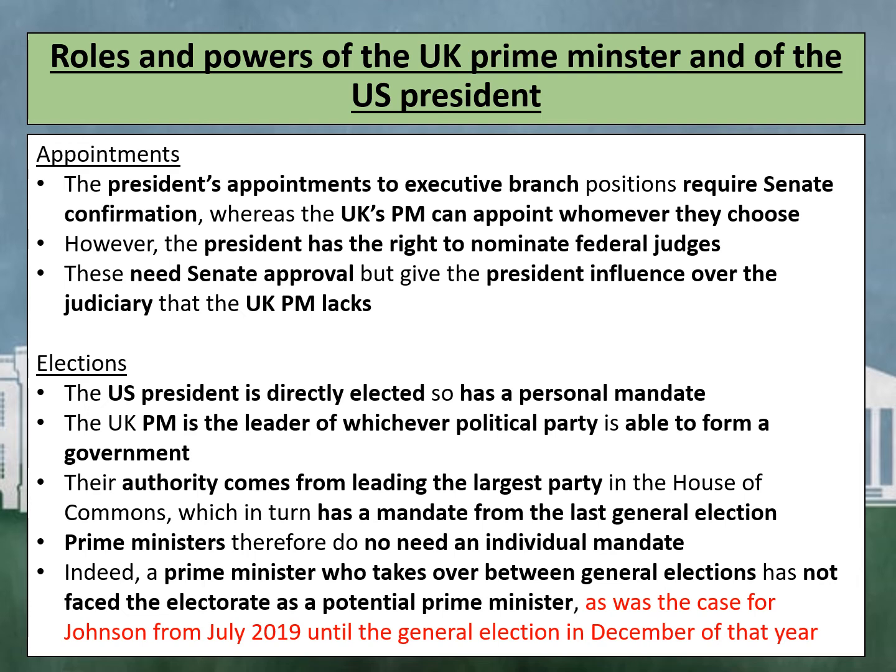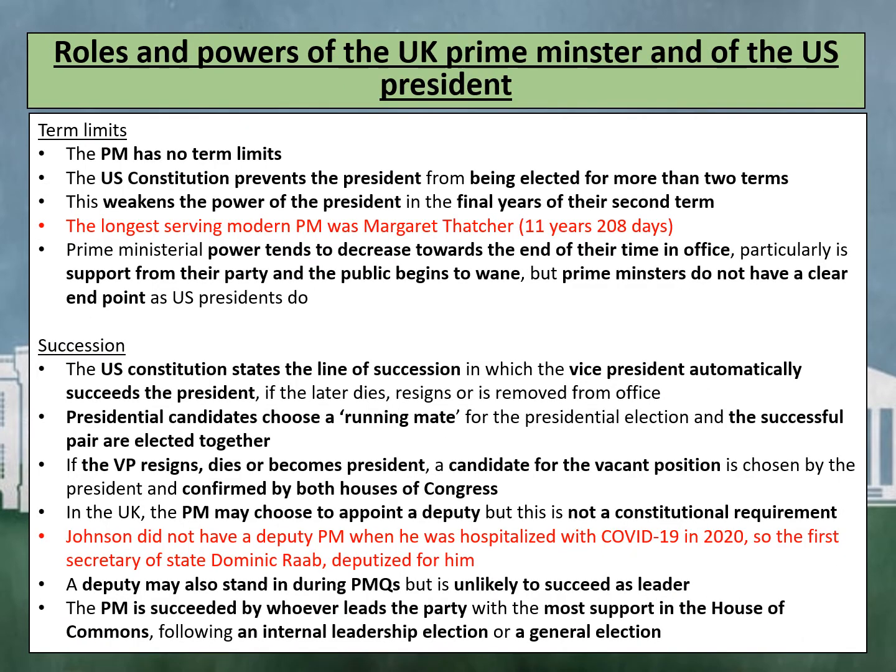The UK Prime Minister is the leader of whichever political party is able to form a government. Their authority comes from leading the largest party in the House of Commons, which in turn has a mandate from the last general election. Prime Ministers therefore do not need an individual mandate. Indeed, a Prime Minister who takes over between general elections has not faced the electorate as a potential Prime Minister, as was the case for Johnson from July 2019 until the general election in December of that year.